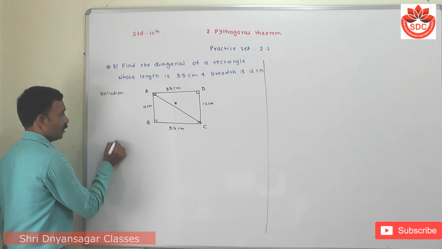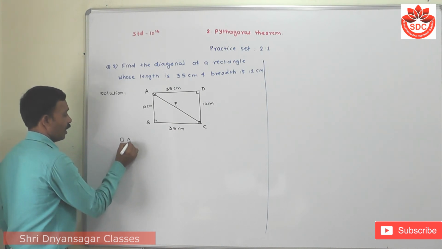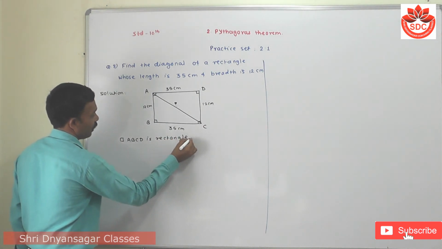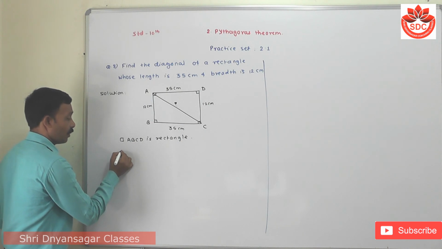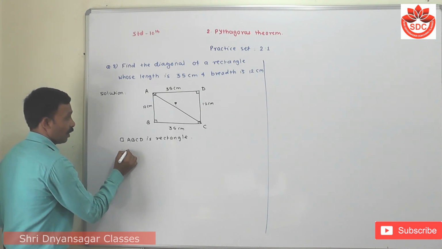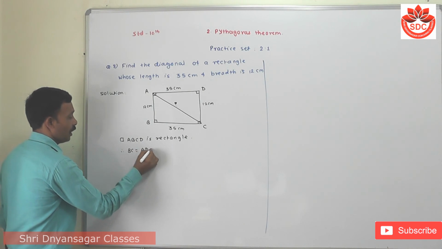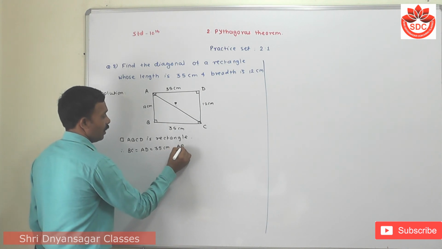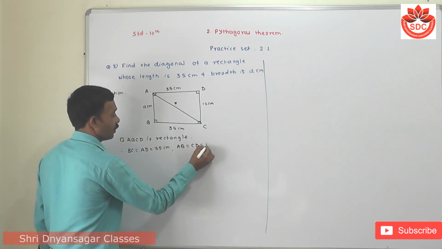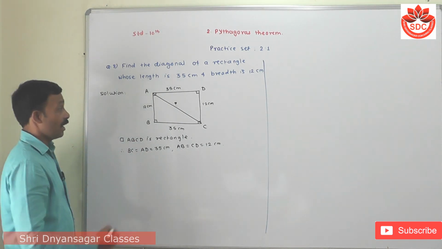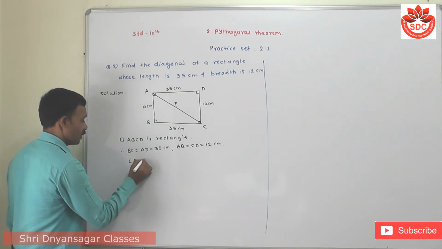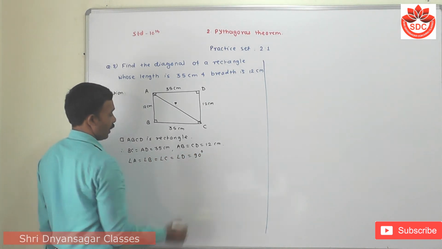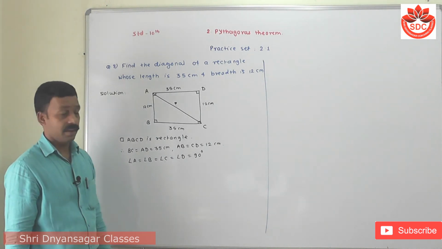Here I have to write: quadrilateral ABCD is a rectangle. We know the properties of a rectangle. Therefore, BC is equal to AD is equal to 35 centimeter. Then AB is equal to CD is equal to 12 centimeter. Each angle is a right angle, which means angle A is equal to angle B is equal to angle C is equal to angle D is equal to 90 degrees. This is the property of a rectangle.